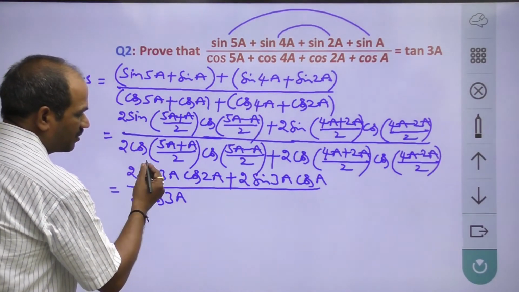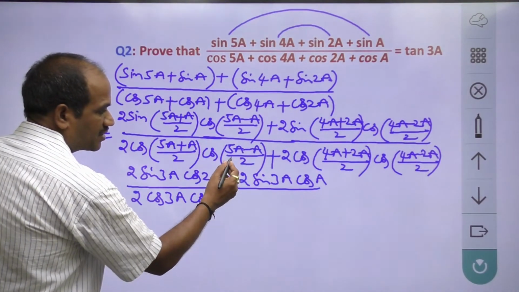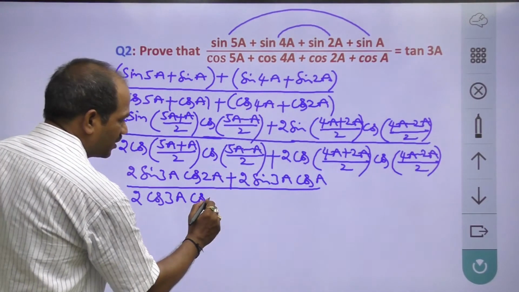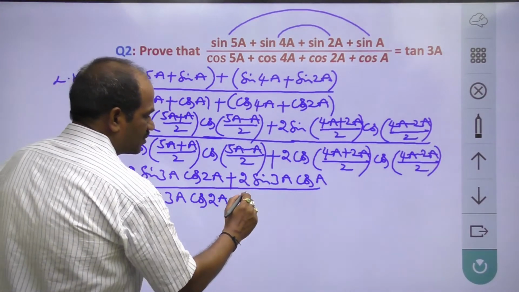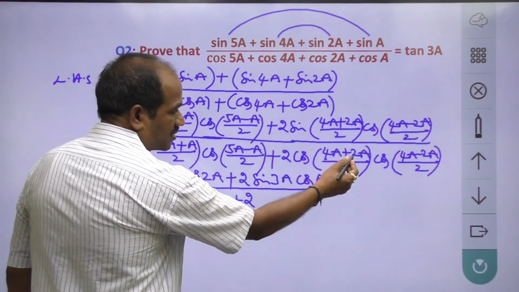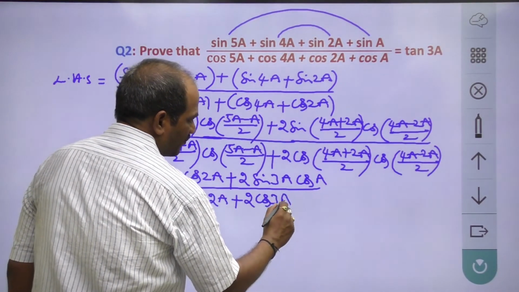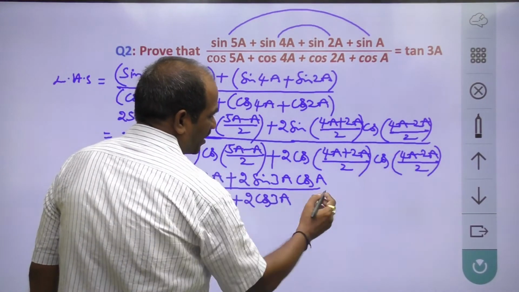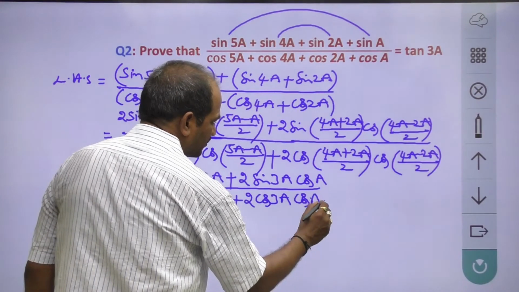Next, cos of (5a minus a), 4a by 2 means 2a, so that is cos of 2a. Next, plus 2 into cos of 6a by 2, so that is cos of 3a. Next, cos of (4a minus 2a), that is 2a by 2, the 2 gets cancelled, cos of a.